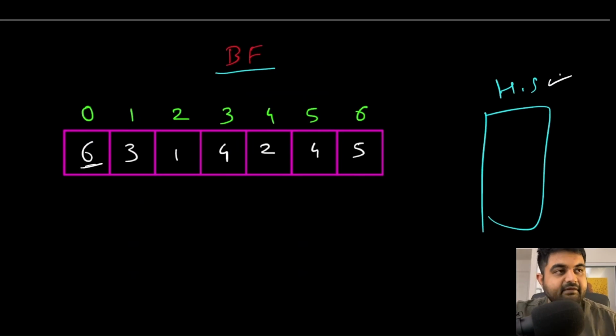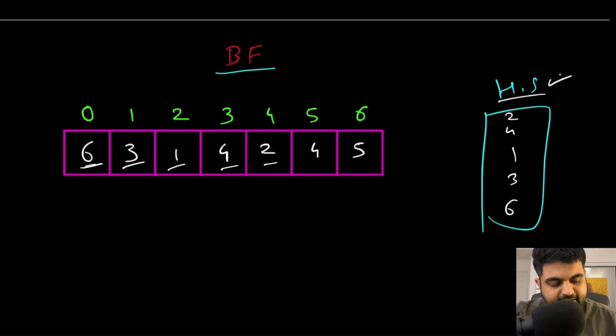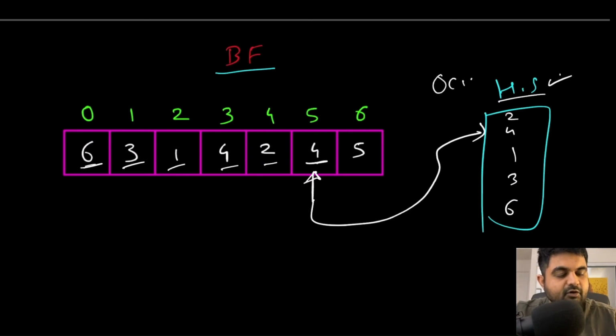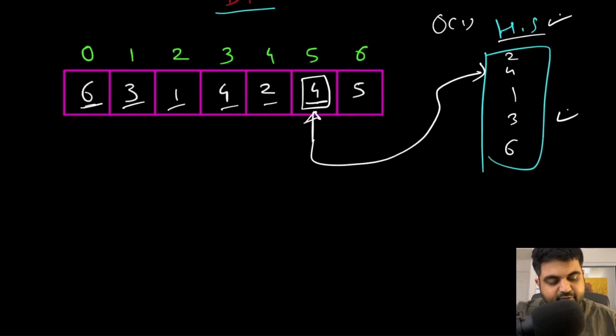So first we find value 6. It's not present, so we add it. Then we find value 3, once again 1, and once again 4 and 2. So far none of these values were present inside the hash set, so we added them. Next we identified value 4. So 4 is already present inside the hash set, and we can check that in big O of 1 time, which means we can say for sure that 4 is the repeated element. So this solution works well in big O of n time, which is great.